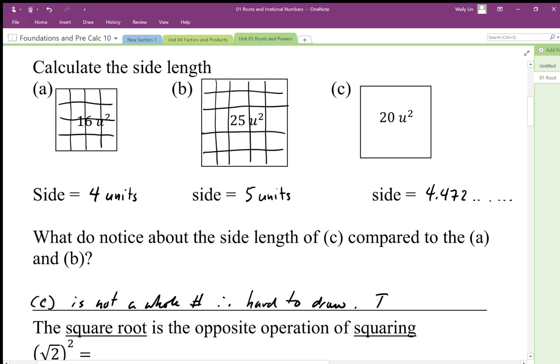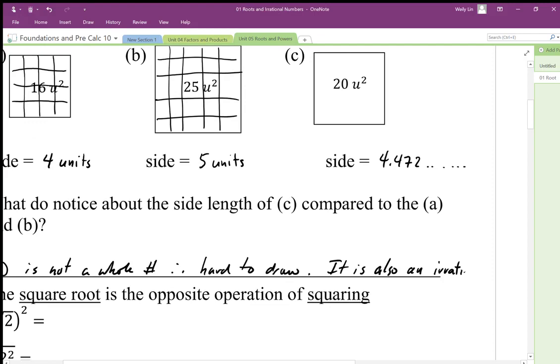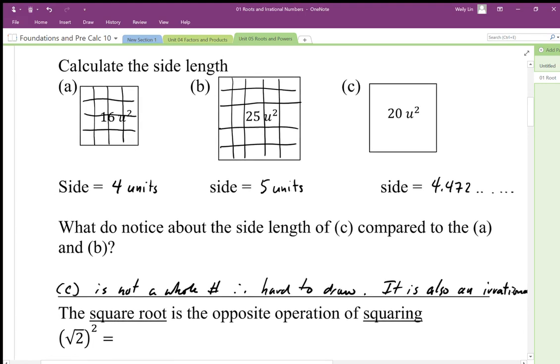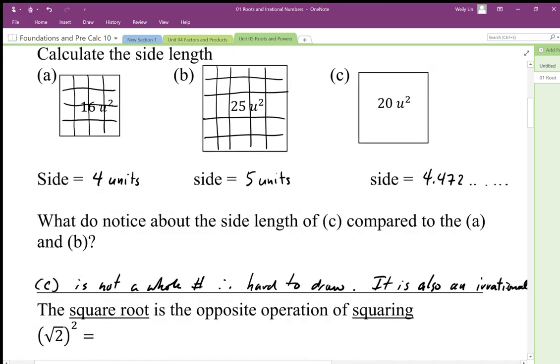So I'm just going to add this in. It is also an irrational number, meaning that this decimal does not end and does not repeat. Okay? An irrational means it cannot be put into a fraction. There's no whole numbers that we can put into a fraction that is the same as that decimal number. So this is a very important concept.